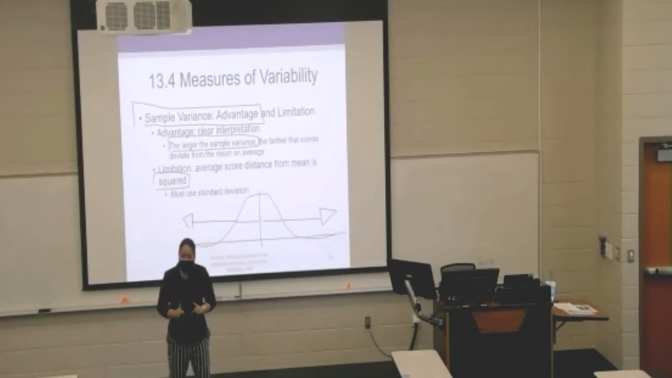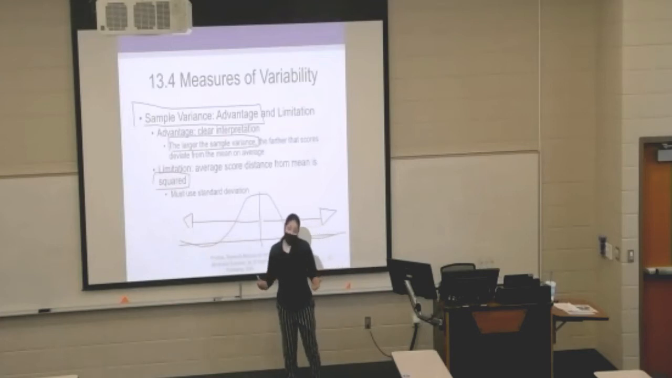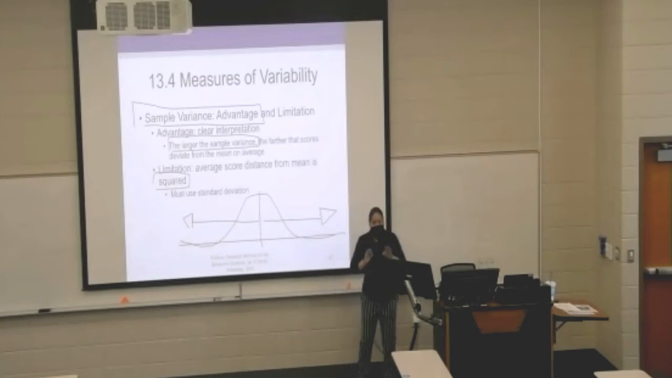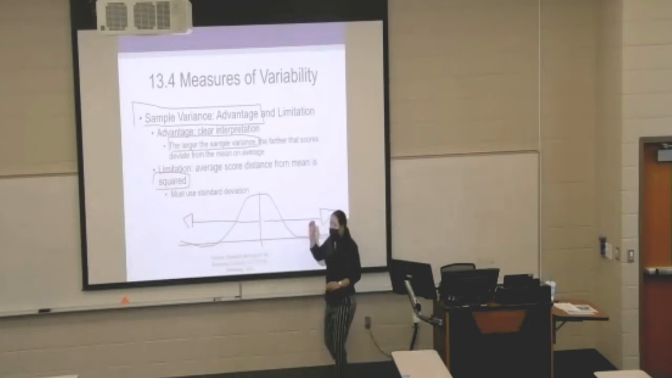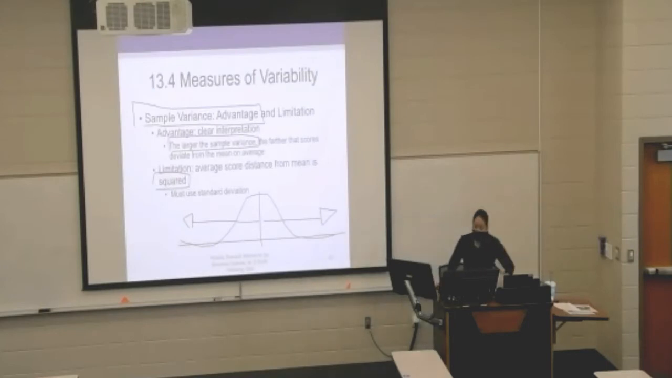But there's a fix, right? There is a fix to address the fact that this variability is percentage squared, right? And that is through standard deviation. Any questions about the advantages and disadvantages of sample variance? Good deal. Now, because of the disadvantage, we have to use standard deviation because that would be a more clear method to present that information. Let's go back to our slides.